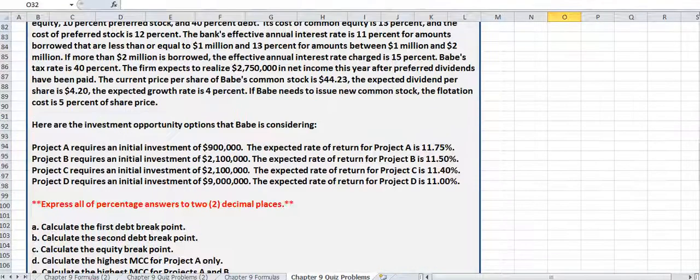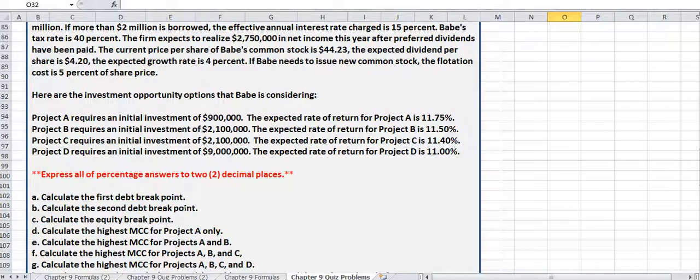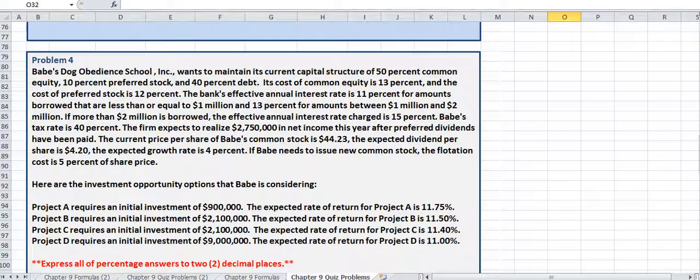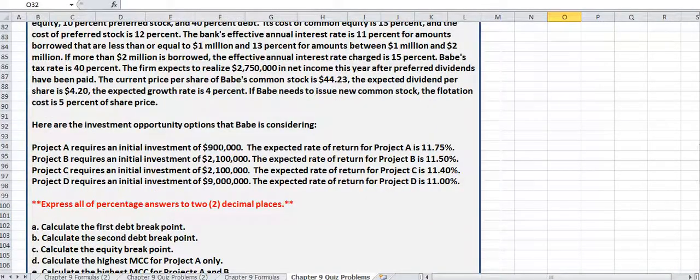The first thing is we need to calculate the first and second debt breakpoint and the equity breakpoint. So we need to know the limits. If we read through the problem, the limits for the debt are that anything under 1 million is going to be at 11% before taxes, anything between 1 million and 2 million is going to be 13% before taxes, and then over 2 million is 15%. So the two limits for your debt are 1 million and 2 million, and that's what we're going to use to calculate our first and second debt breakpoint.